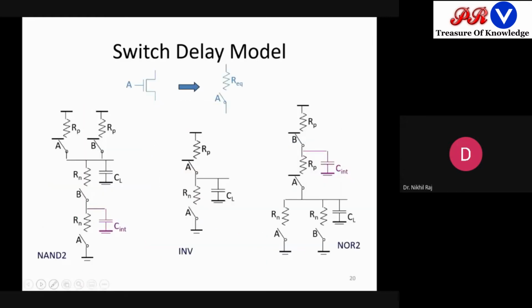So this is also a switch delay model shown for a transistor. If a transistor is there, I can replace it by this one. And this is a NAND circuit, this is an inverter circuit, and this is a NOR circuit. Now if you see in NAND, the internal capacitance is formed here, but in case of NOR, it will be in the pull-up network. Why? Because a series connection is formed in the pull-up network, whereas for the lower pull-down network, all the capacitances are connected to the ground rail. So effectively all are in parallel combination, so directly we can add and predict what CL, the effective capacitance, is.